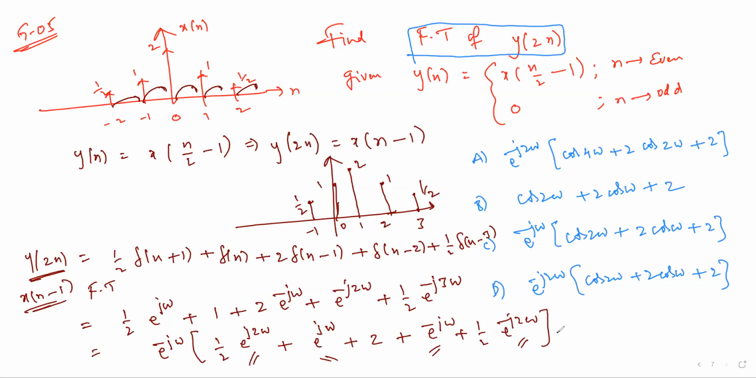So e power minus j omega, and the 2 omega combination gives cos 2 omega. Combining minus j omega plus j omega gives 2 cos omega, and only one term remains, 2. Which option matches you can verify: e power minus j omega, cos 2 omega plus 2 cos omega plus 2, so this is option C.